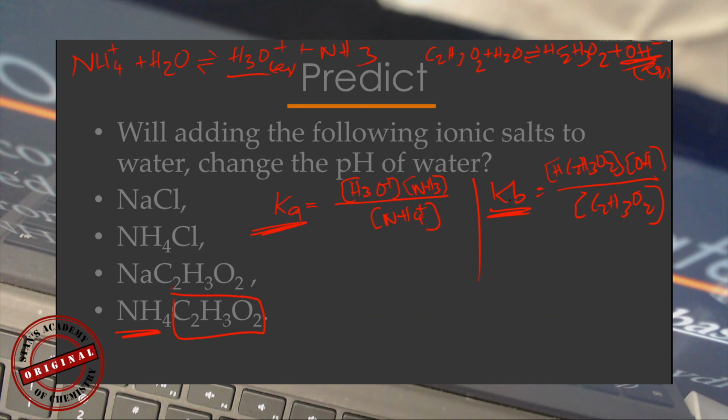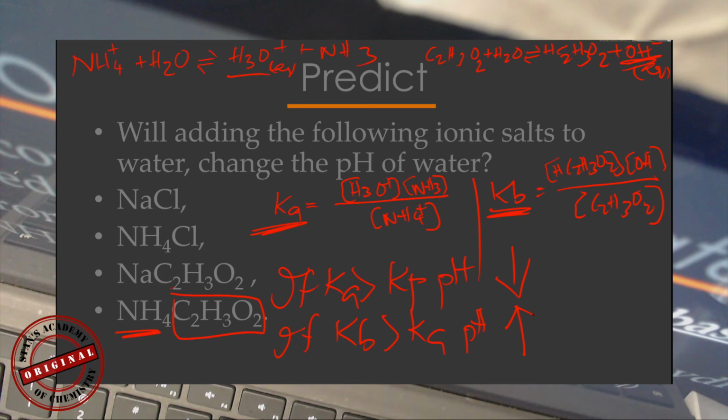The final answer depends upon whether Ka is larger or Kb is larger. If Ka is greater than Kb, pH will go down. If Kb is greater than Ka, pH will go up. Does it make sense? So the values of Ka and Kb will determine whether the solution is acidic or basic. In this case, they're not the same, and I don't remember the values, but this is the way.